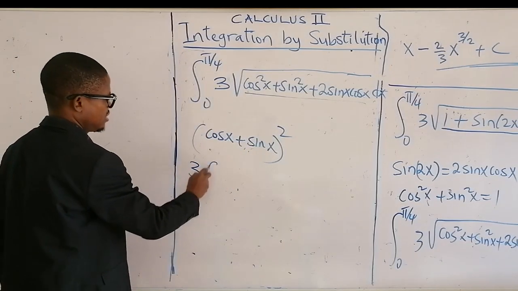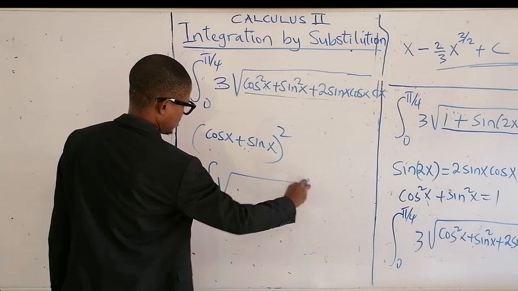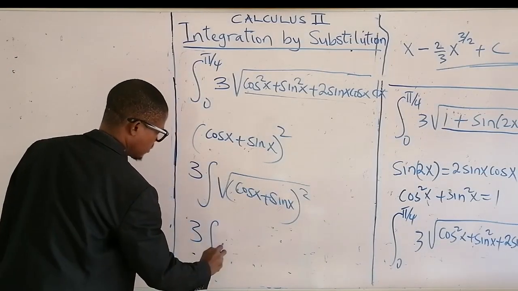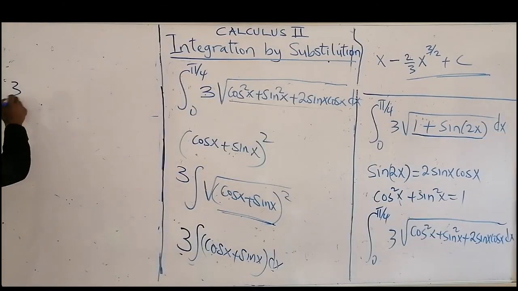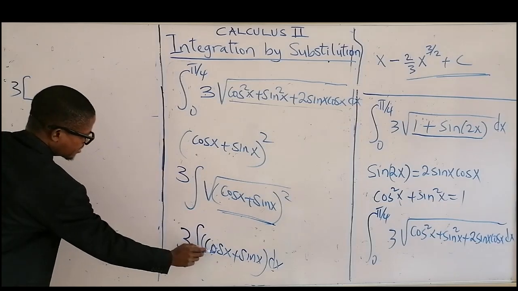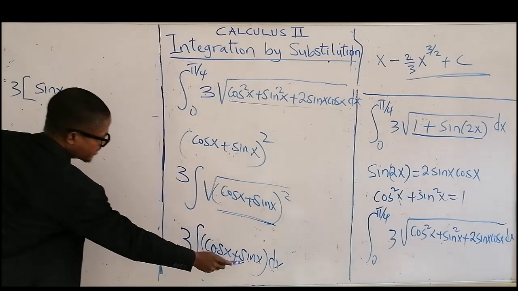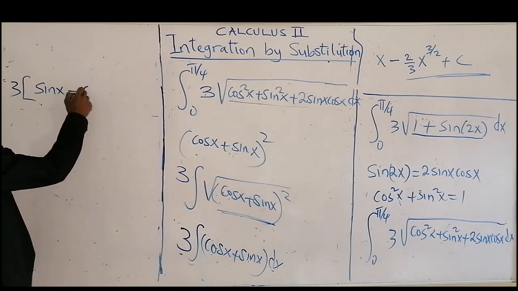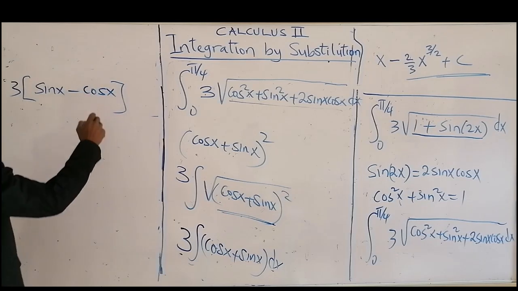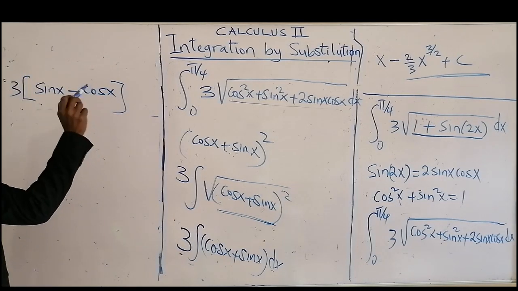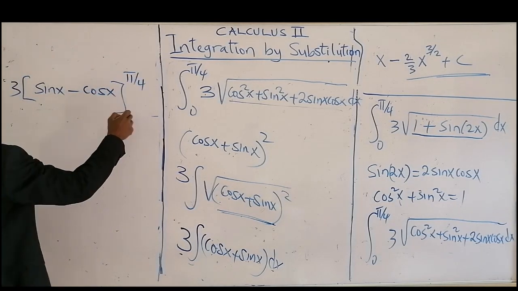So we have 3 times the integral of this one, and if you take the square root of this, we now have 3 times the integral of this, which is sine x, and the integral of this one, that's minus cos x. Then don't forget this is a definite integral, so put in your upper boundary and your lower boundary.